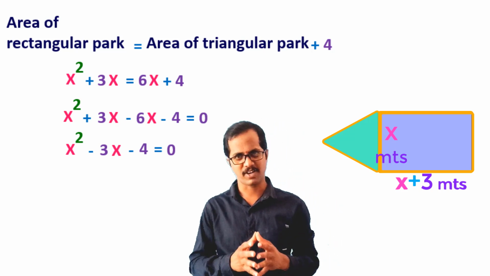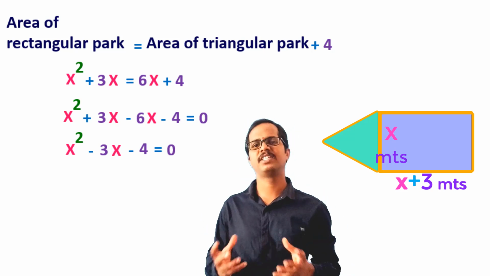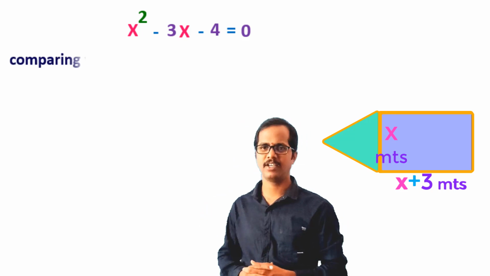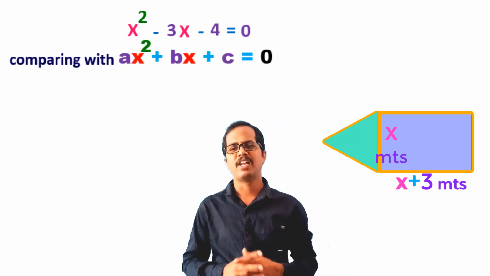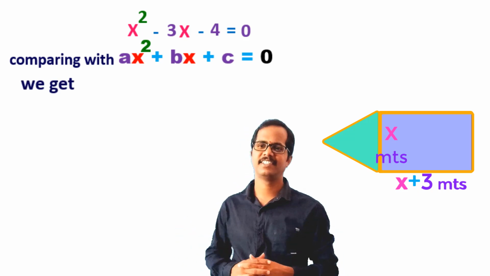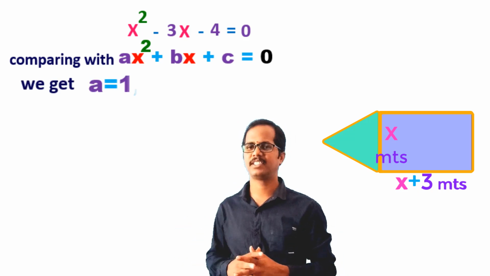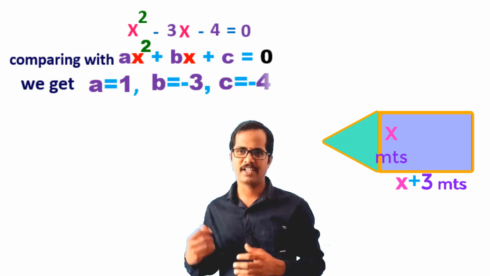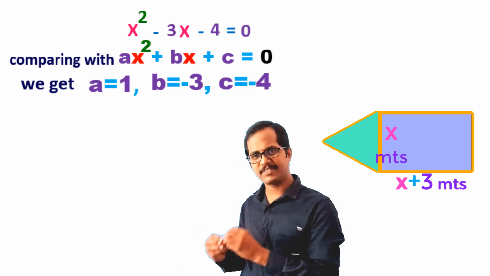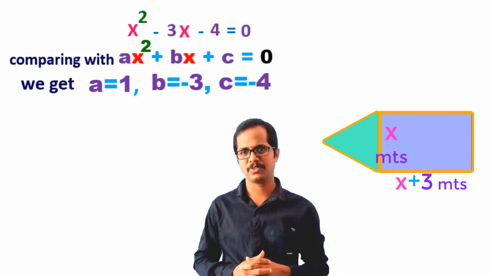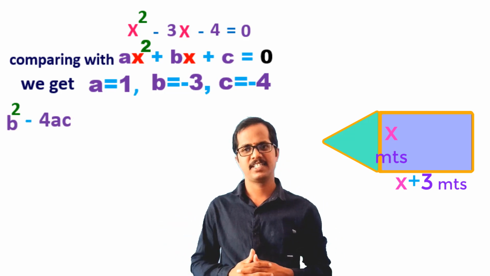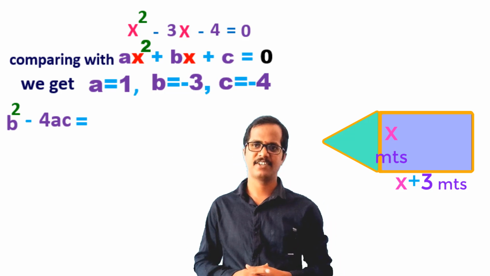Before using the formula, first we need to compare this quadratic equation with the general form of a quadratic equation, ax square plus bx plus c, in order to obtain the values of a, b, c. So here a is 1, b is minus 3 and c is minus 4. Now we have the a, b, c values. Let's find out the b square minus 4ac value so that we can know whether the obtained quadratic equation can have real solutions or not.